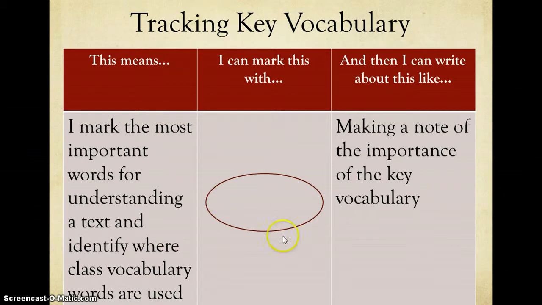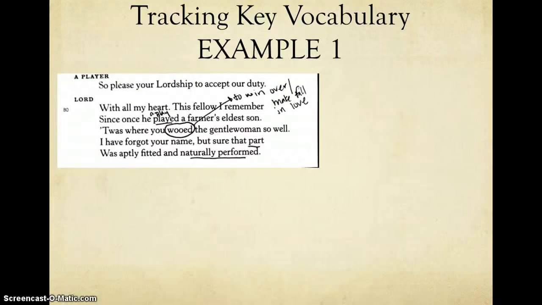You mark key vocabulary through the use of a circle, and then you make a note of what that key vocabulary is. You don't just want to identify the key vocabulary, you always need to have some thinking behind it. The first example is one where the vocabulary that I'm identifying comes up in the text.